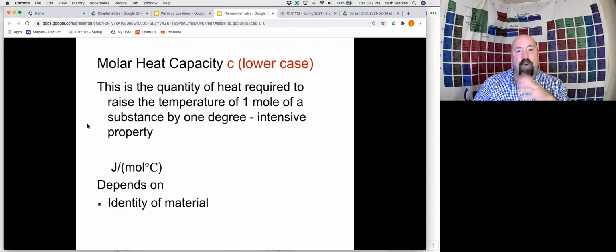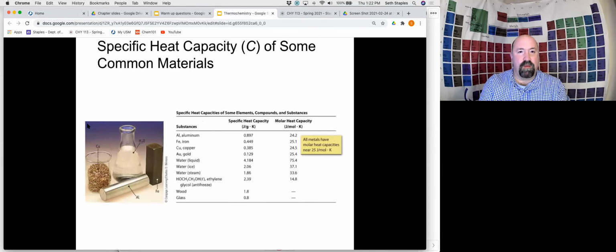You might also see molar heat capacity. The molar heat capacity is pretty much the same as the specific heat capacity, only now instead of looking at the heat required to raise a gram by 1 degree C, it's the heat required to raise the temperature of 1 mole by 1 degree. Same idea, only now instead of a gram of the mass, we're looking at how much to raise the temperature of 1 mole.